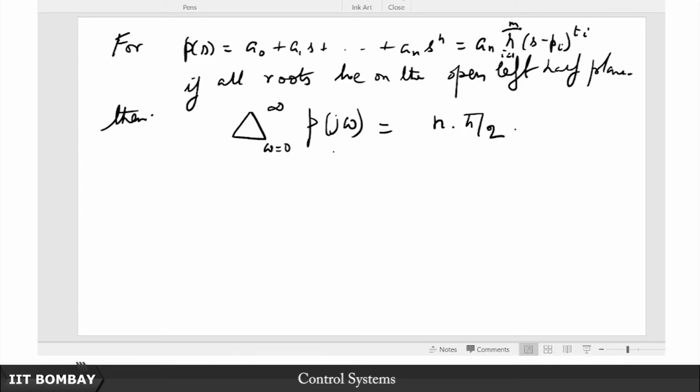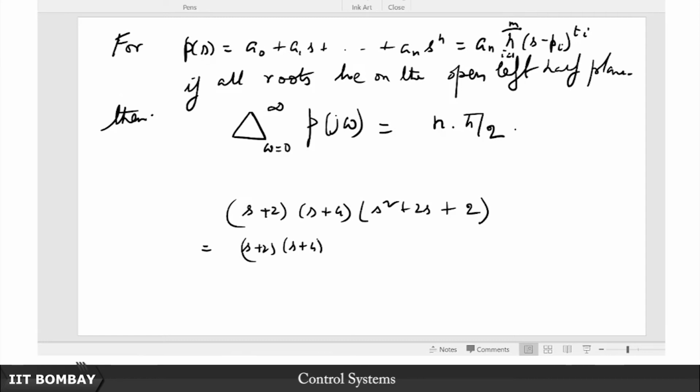So therefore, the net phase change. Notice that, for example, let's say you have s plus 4 and s squared plus 2s plus 2. For this, of course, I know where the poles are. This is nothing but s plus 2 into s plus 4 into (s plus 1) whole squared plus 1. If I want to write this in this form, I can write this as s plus 2, or let's make this squared, so s plus 2 squared.